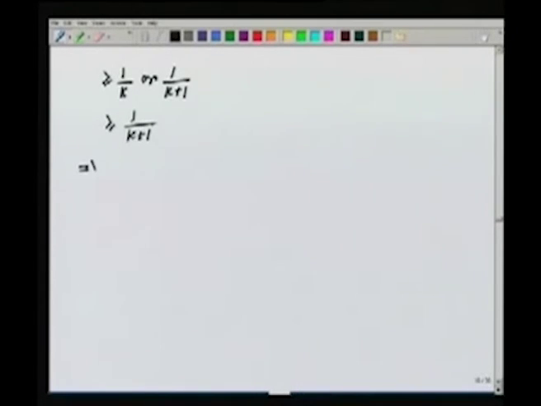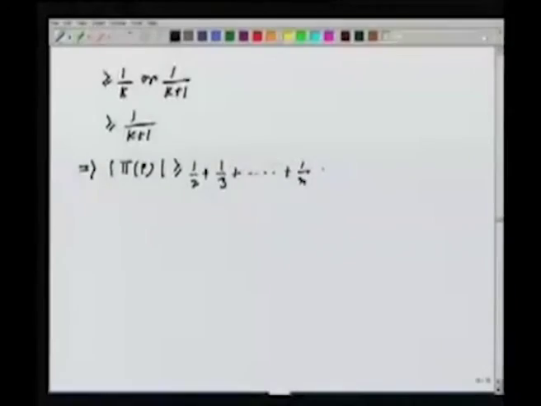And hence, this would imply that mod pi of P, since I am summing over the k's, is bigger than or equal to 1/2 plus 1/3 plus so on up to 1/(n plus 1). But I know that the right hand side is almost the nth partial sum, except the first term, of the divergent infinite series 1 by n. So it goes to infinity as n goes to infinity. This implies the curve is not rectifiable.